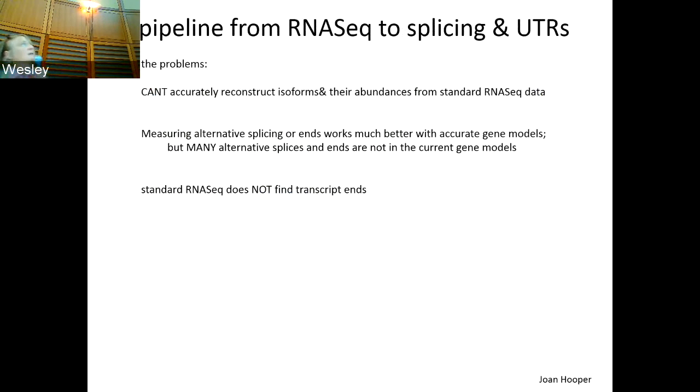How do we do that? Well, it's not so obvious and it's not so easy. And we blithely said when we wrote our proposal that we were just going to find the different isoforms and count them. Well, it turns out you can't get there from here. We cannot accurately reconstruct isoforms and their abundances from standard RNA-seq data. It is just too complex a problem.